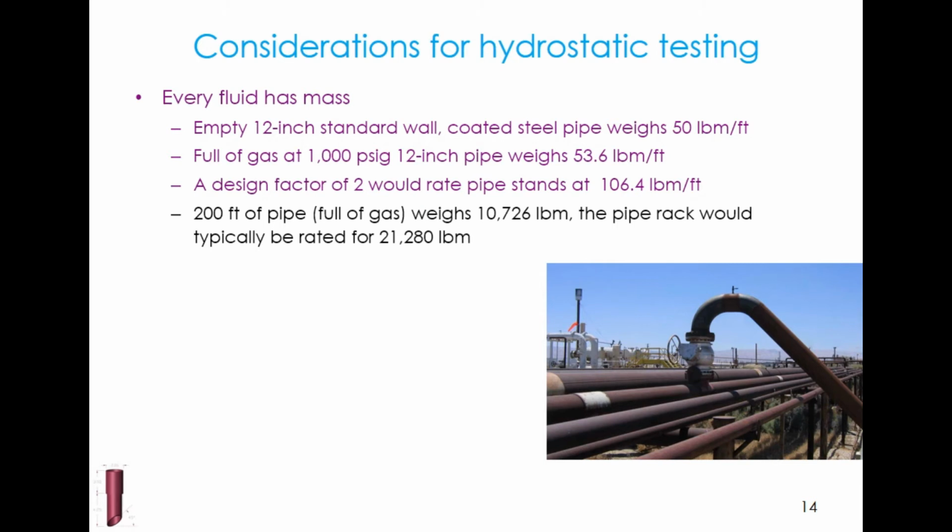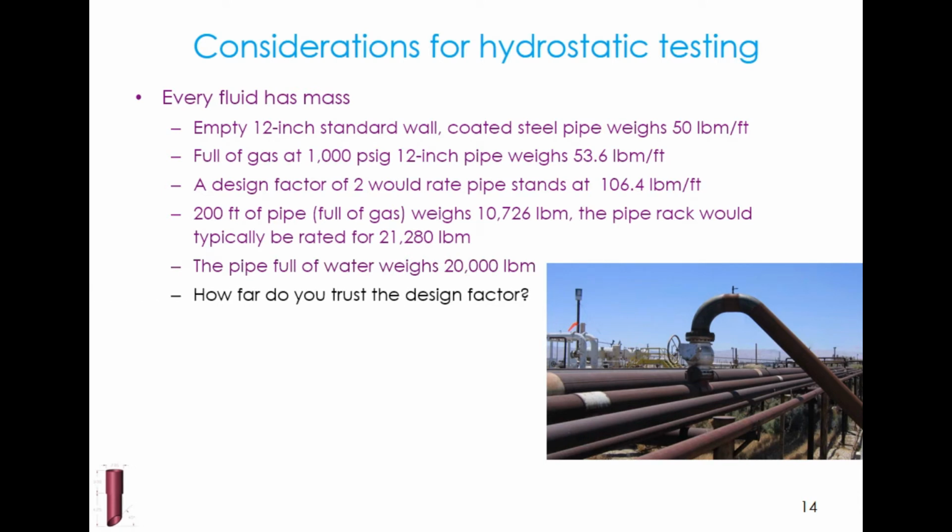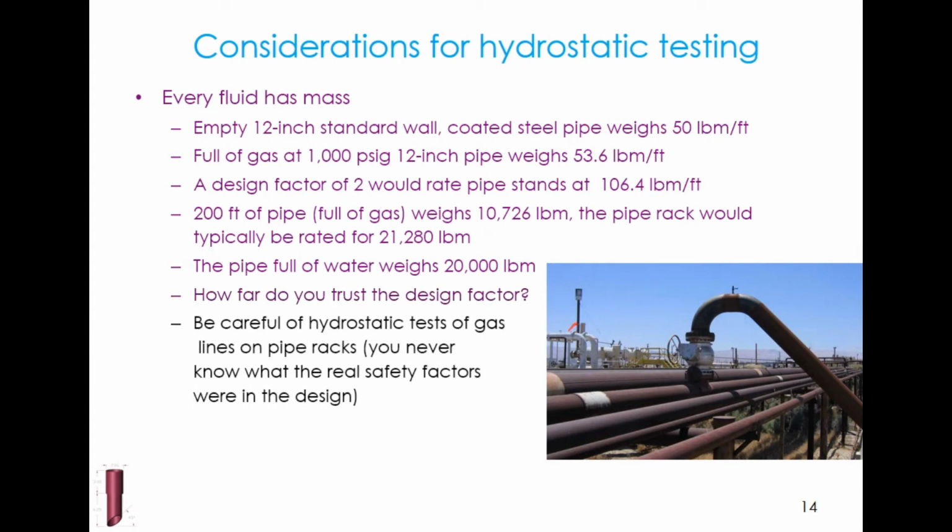200 foot of pipe full of gas weighs 10,726 pounds. The pipe rack would typically be rated at about 21,280. If the pipe was full of water, it would weigh right at 20,000 pounds. How far do you trust the design factor? Did they really use a factor of 2, or did they fudge it? You're awful close with a pipe full of water. So you want to be careful of hydrostatic tests of gas lines on pipe racks, because you never know what real safety factors were used in the design.